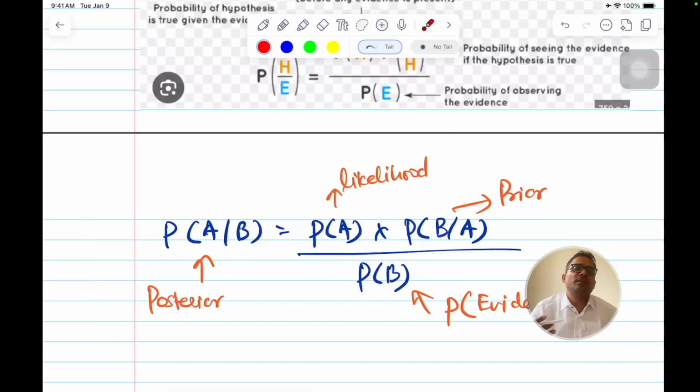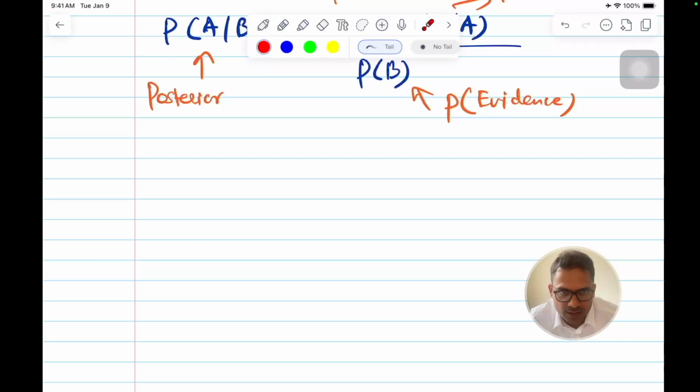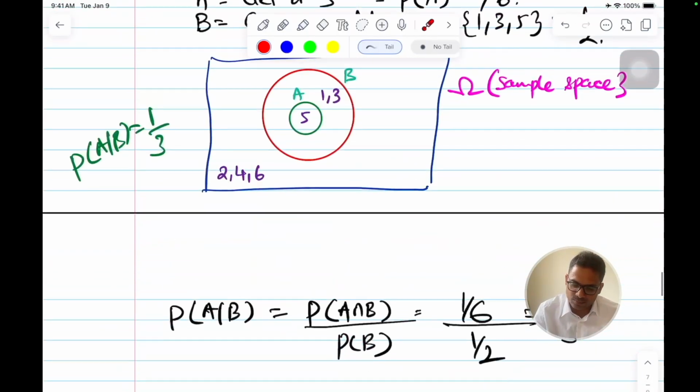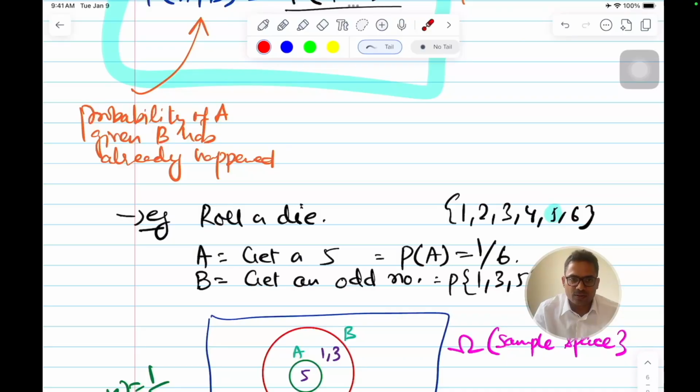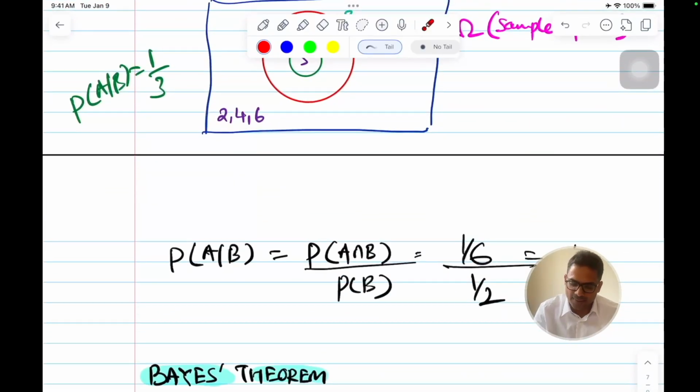These are used very commonly in machine learning. I'll just give you one more example, the same rolling a die example, and we'll try to compute it. Now we'll compute the same thing using Bayes theorem.